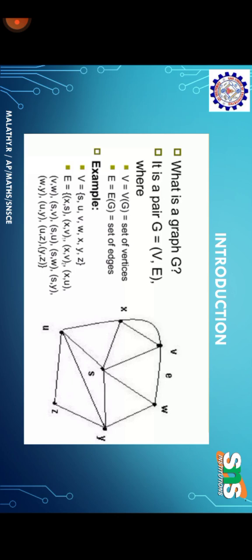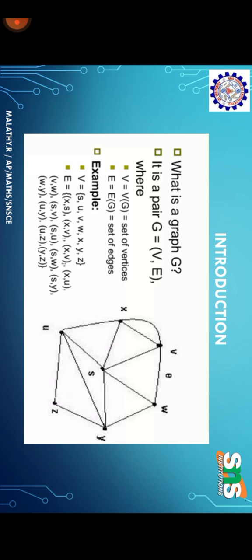In the same way, capital E equal to E of G is the set of edges. So we can mention the set of vertices and set of edges by V of G and E of G. For example, from the graph, V equal to S, U, V, W, X, Y, Z and edges equal to XS, XV, XU, VW, SW, SU, SV, SY, WY, UY, UZ and YZ.